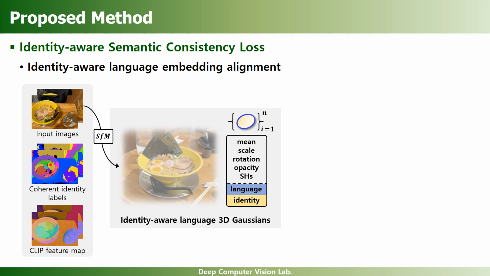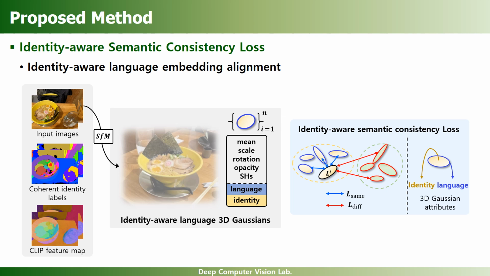To achieve this, we augment each 3D Gaussian with two additional attributes: a learnable language embedding and a learnable identity embedding. Both are optimized together during training through the differentiable Gaussian splatting process. The identity embedding is kept consistent for the same object across different views, while the language embedding is supervised by CLIP features. To further enforce multi-view consistency, we apply the identity-aware semantic consistency loss.